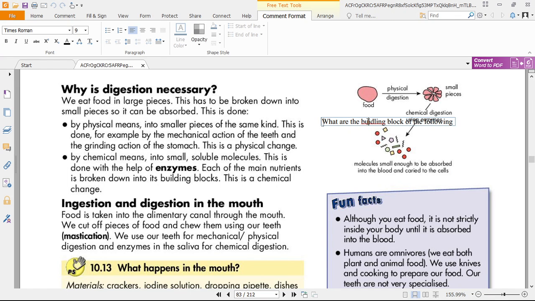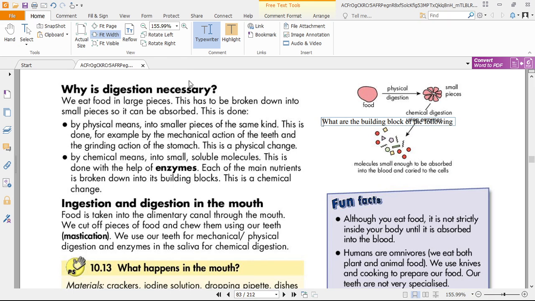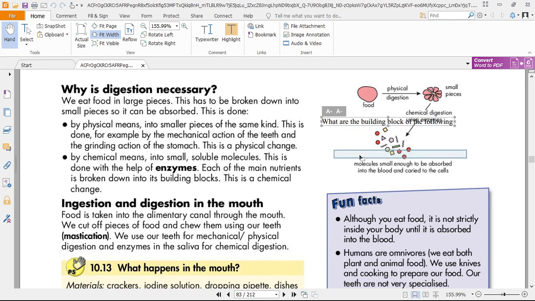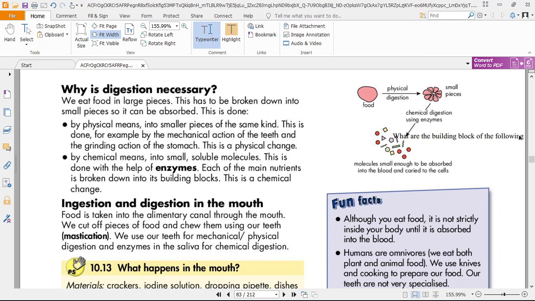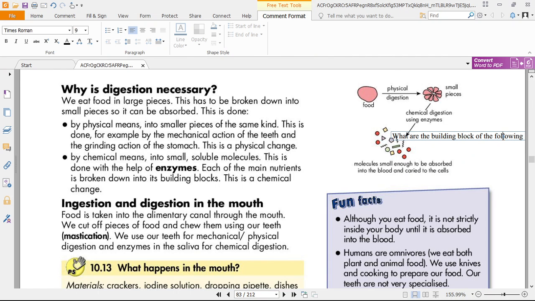Let's see where I did not go. Building blocks. Alright, hold on. Put this here. Grab, come. Let's see if I can put you here. Get back the typewriter. Alright. See if I can. The following.